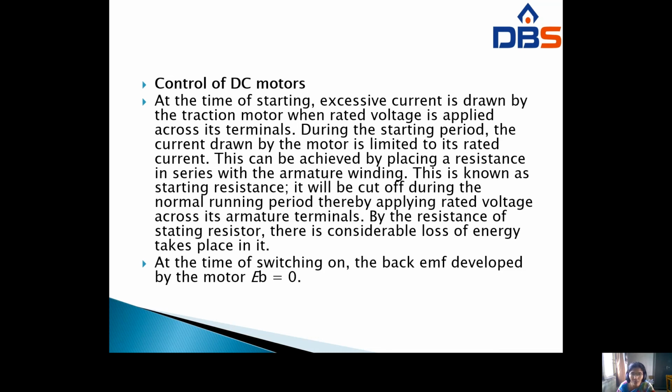The resistance which is connected in series with the armature winding will be called the starting resistance. It will be cut off during the normal running period. At starting, whenever you start the motor, you connect that series resistance. Whenever the motor comes into running position, you cut off, that means you reduce, that resistance. By the starting resistance, there is a considerable loss of energy that takes place in it. Whenever you connect the resistance, you get some power at the resistance, and that power value will be taken as a loss of energy.